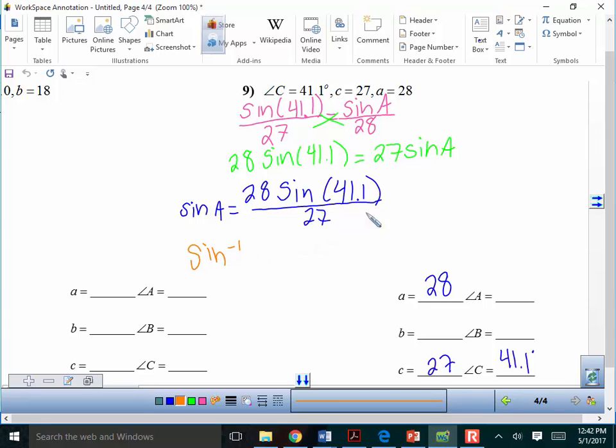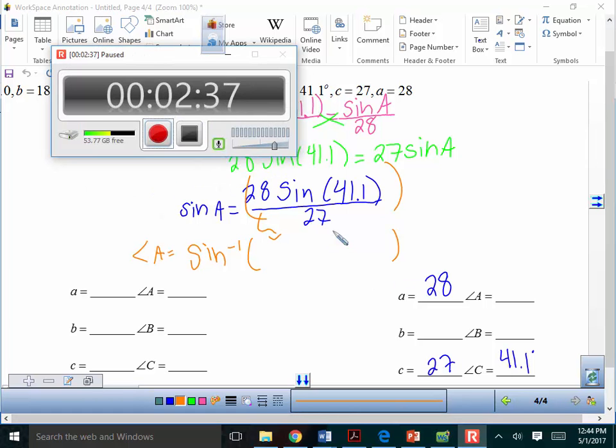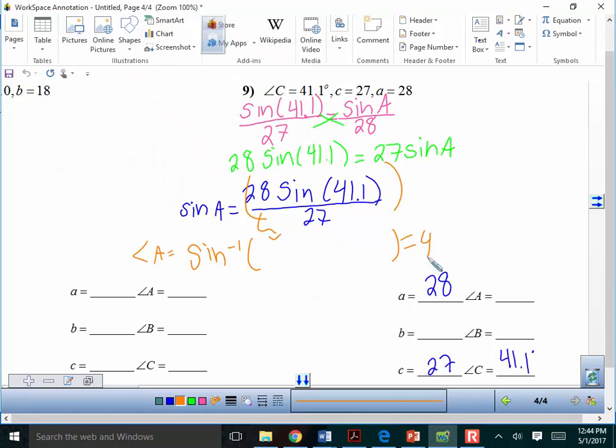And for the sake of saving time, can I just say that we're doing the sine inverse of all of this, instead of having to rewrite it? What that means is in your calculator, you're going to put second sine, 28 sine of 41.1, close it out, divided by 27. Okay, great. So everybody got 43 degrees here. It's rounding to the nearest tenth, but it actually rounds up to the nearest whole number here.